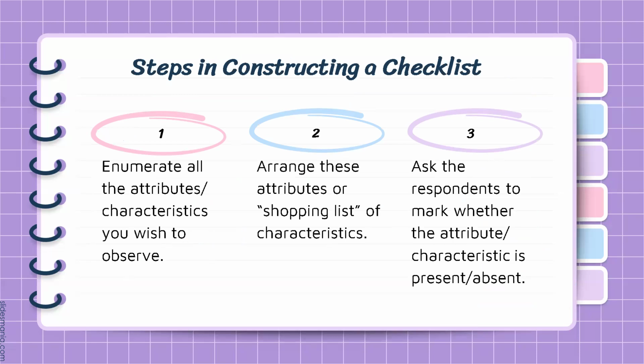What are the steps in constructing a checklist? These are the three easy steps. First is to enumerate all the attributes or characteristics you wish to observe. Second, arrange these attributes or characteristics in a shopping list. Third, ask the respondents to mark or check whether the attribute or characteristic is present or absent.